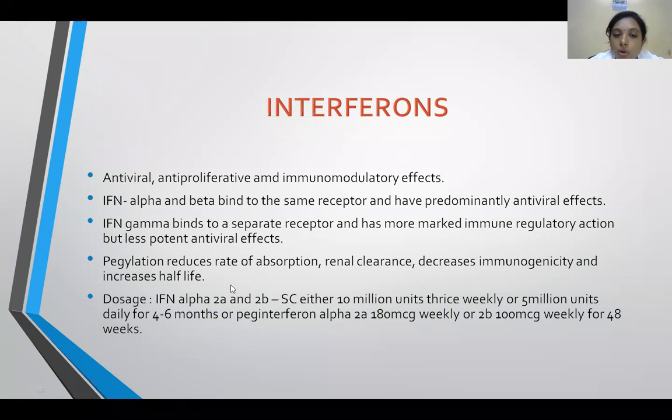What is the dosage of interferon? Interferon alpha is again 2A and 2B. It is given subcutaneously, 10 million units thrice weekly, or 5 million units daily, both for 4 to 6 months. Or PEG interferon alpha 2A is given as 180 micrograms weekly, or PEG interferon 2B is 100 micrograms. 2A is 180, 2B is 100 micrograms weekly for 48 weeks.